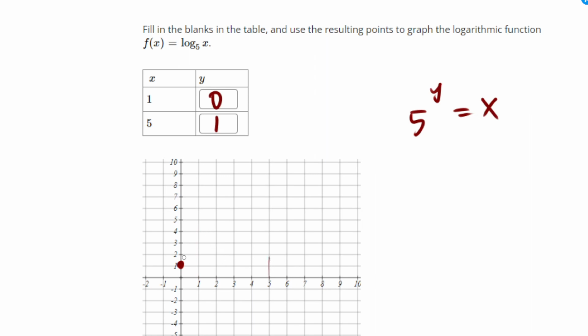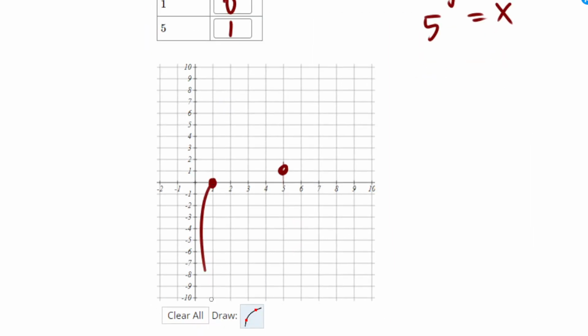Wait, no, I'm confusing myself. It will look like this. The points are (1, 0) and (5, 1). It will look like this. It's basically the inverse of your exponential. And x cannot be less than or equal to 0, so your asymptote will be there, and your graph will look like that.